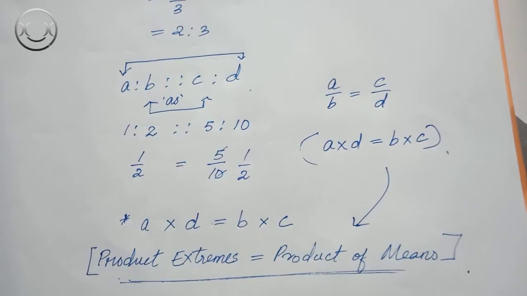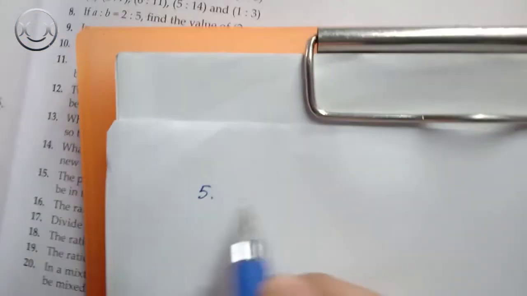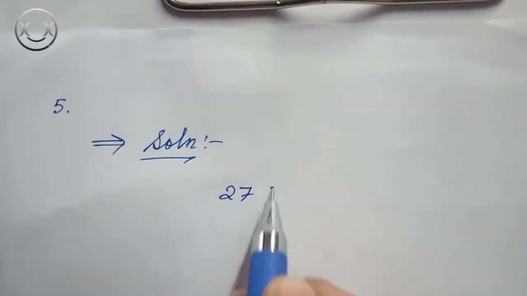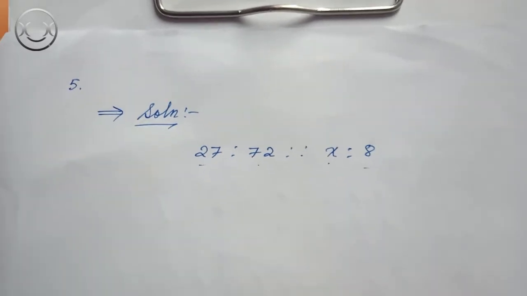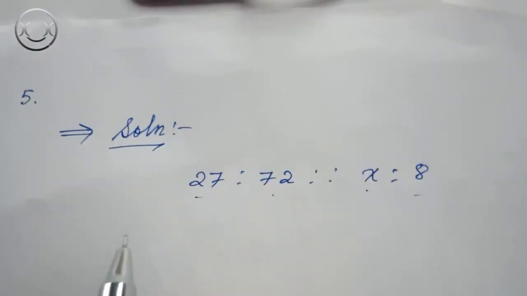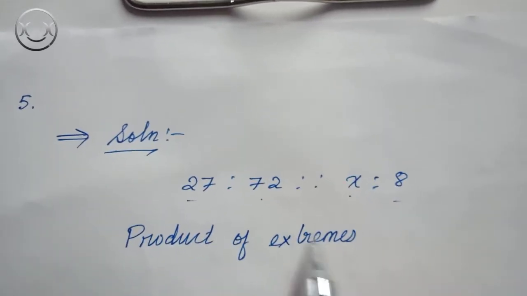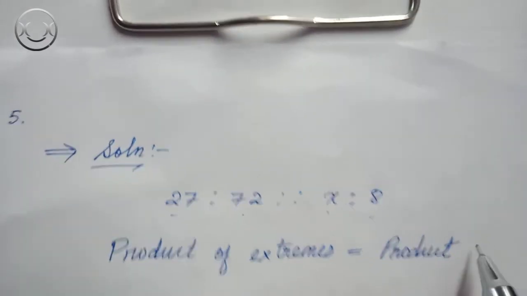Let us look at question number 5: if 27 is to 72 as x is to 8, find the value of x. The first and last terms are the extremes, and the middle terms are the means. Product of extremes is equal to product of means.